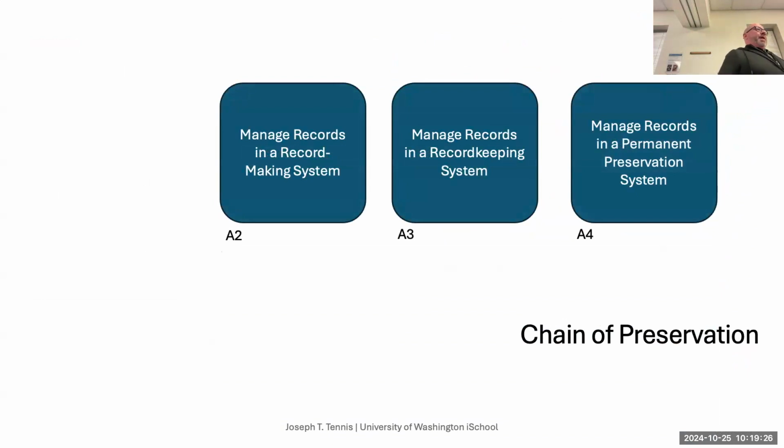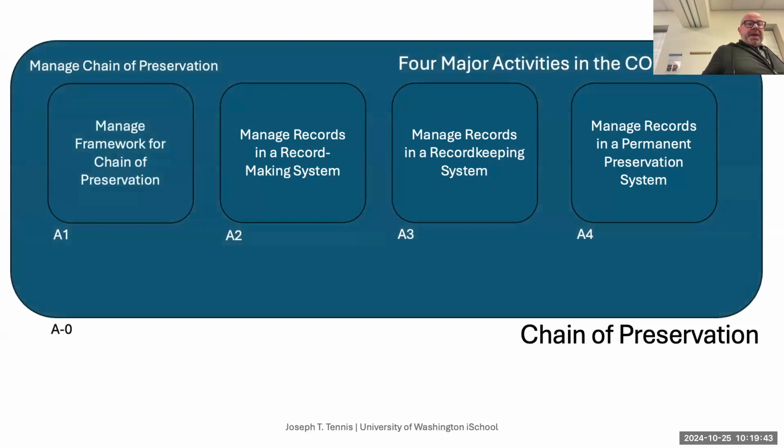In the model, we talk about making records in record making systems, managing records in record keeping systems, and managing records in permanent preservation systems. So this is the sort of meta level where we're talking about the processes that we need in place for systems to actually maintain authentic records. And then, of course, we put a head on a head and say that we have to manage the entire framework as well. And so there are 4 labeled categories within the chain of preservation, A1 to A4.